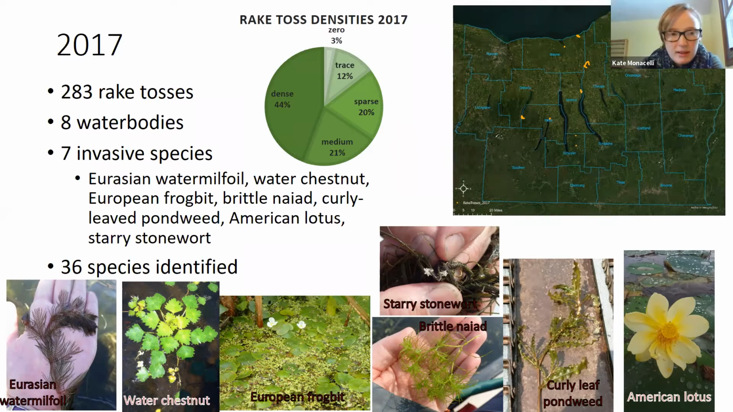And this is where I'll say that this seems typical of our wetlandy water chestnut habitats, where over 40% of our rake tosses came up with dense plants. And the surveys done during the water chestnut program were typically end of June through the end of August. And that's when it seems that our aquatic plants are most productive.